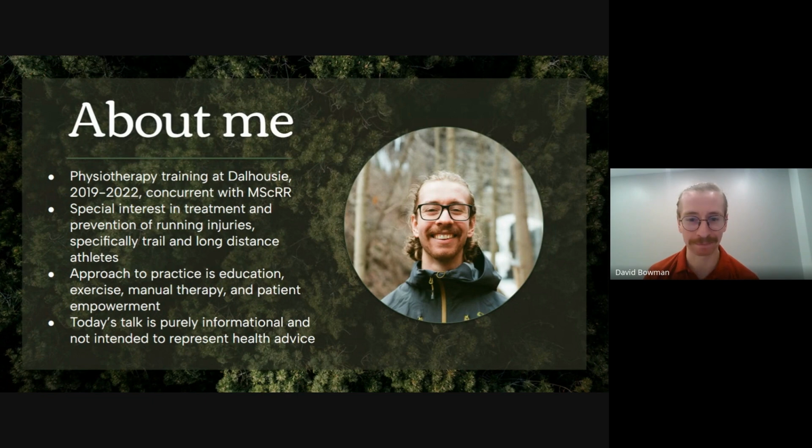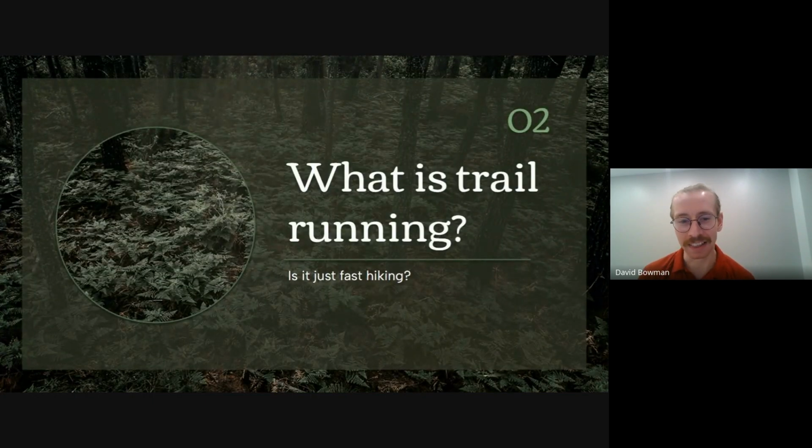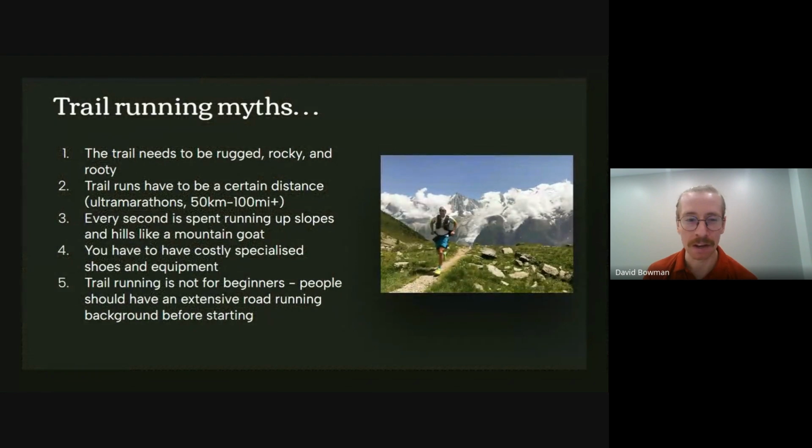So let's start with talking about what trail running is and maybe how it differs from just hiking quickly. So I wanted to begin with going over a couple of trail running myths that are sort of touted around quite a bit. So often what we see is people think that in trail running, our trail needs to be very rugged, rocky, and rooty, like we're running in the Alps, and that your trail run has to be a certain distance in length. So maybe this ultra marathon distance from 50 kilometers to 100 miles or even longer.